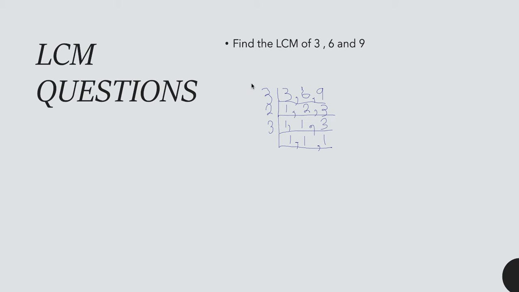Now look outside. There are the numbers 3, 2 and 3. So to multiply this, we're gonna first do 3 times 2, which is equal to 5. Then we're gonna do 5 times 3, which is equal to 15. So the answer is 15. That's the least common multiple of these set of numbers, 3, 6, and 9.